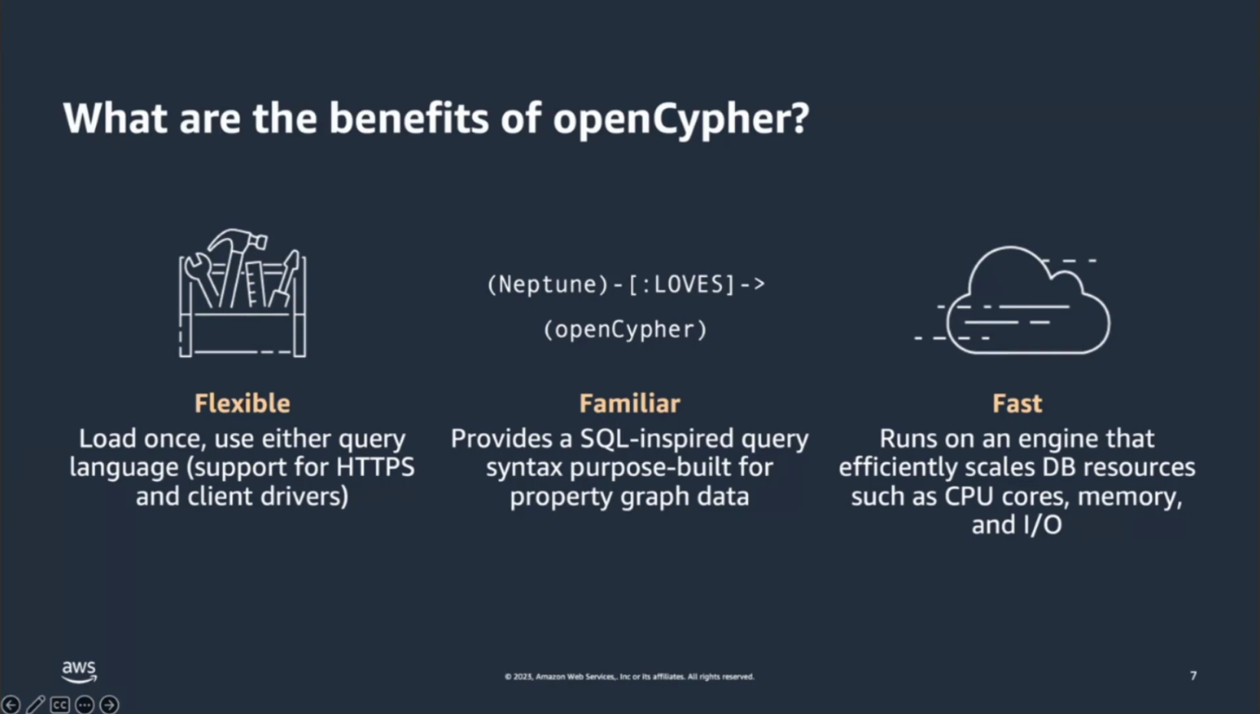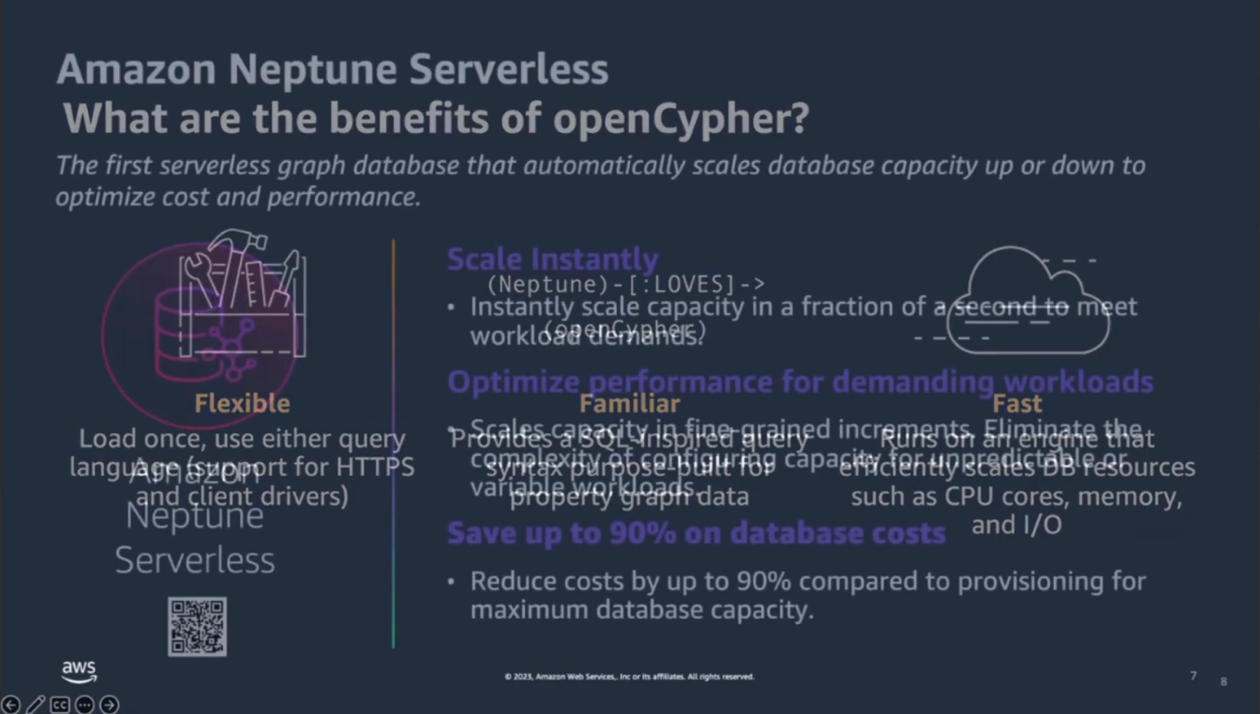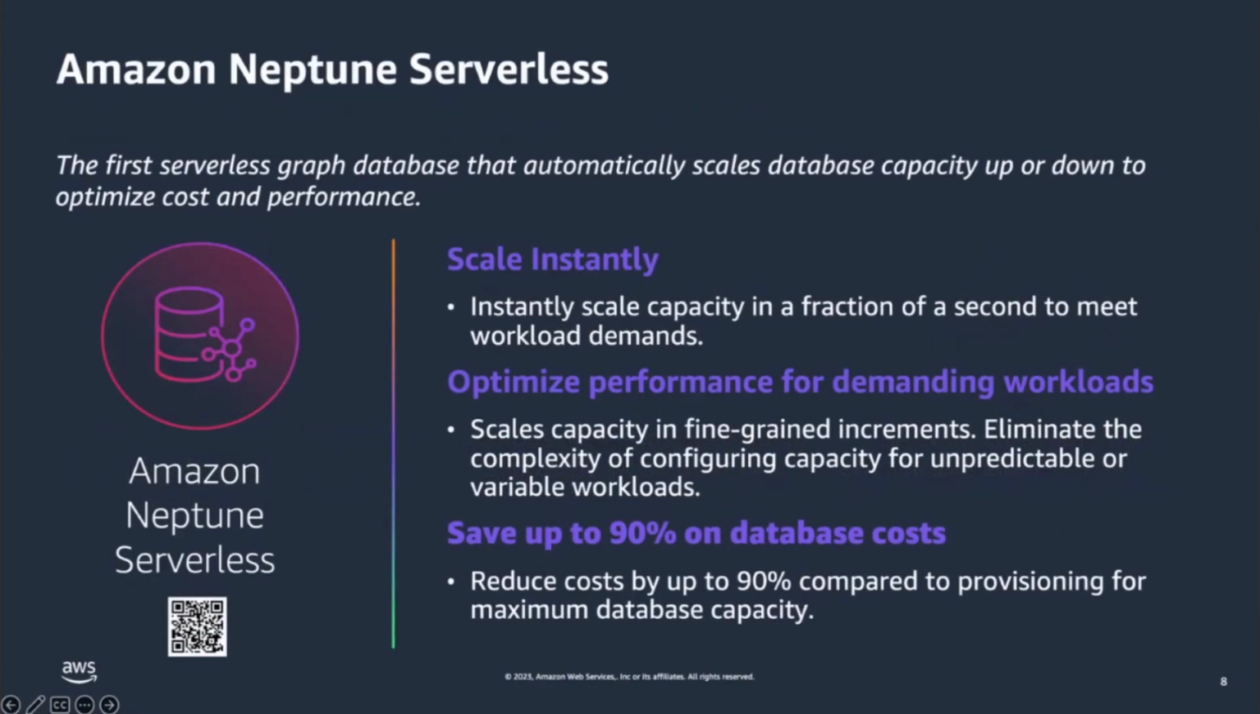It's also fast. It's built on a purpose-built engine that efficiently scales the database resources, such as CPUs, cores, memory, IO, all those sorts of things. That's taken care of for you as part of the fully managed service. And this pairs very well with our Amazon Neptune serverless offering. Our serverless offering is the first graph database built to automatically scale the capacity of the system up and down to optimize the cost and performance of your application.